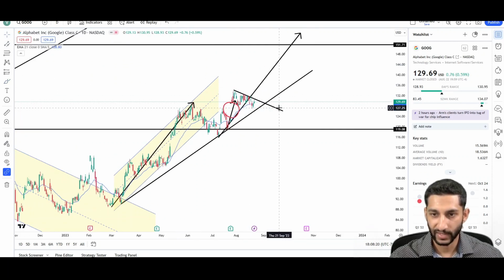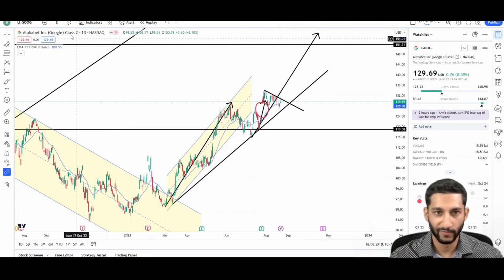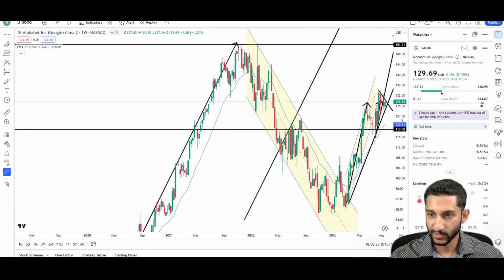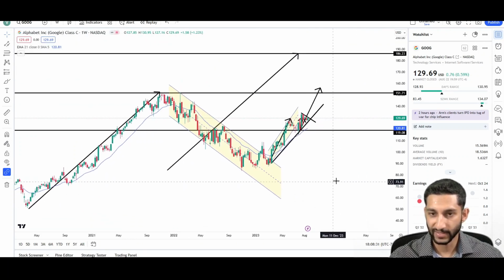So something like that is what I want to see for me to be bullish on Google. Right now, it is a good opportunity for price to still continue correcting down lower. So that's all I have for Google on the daily chart. Let's take a look at the weekly chart. So here's the weekly chart for Google, and the same analysis as Microsoft.